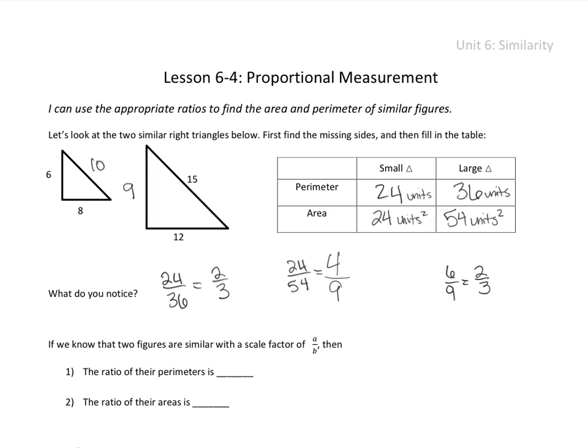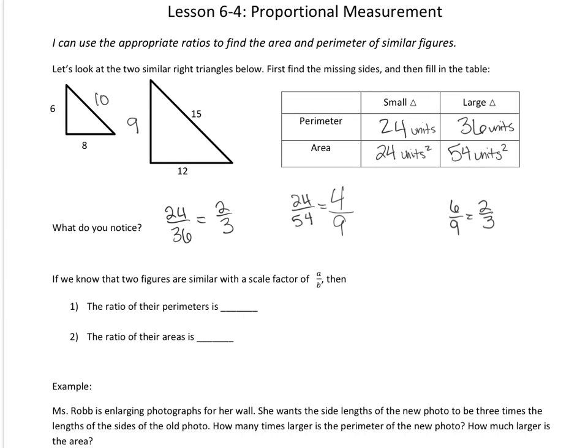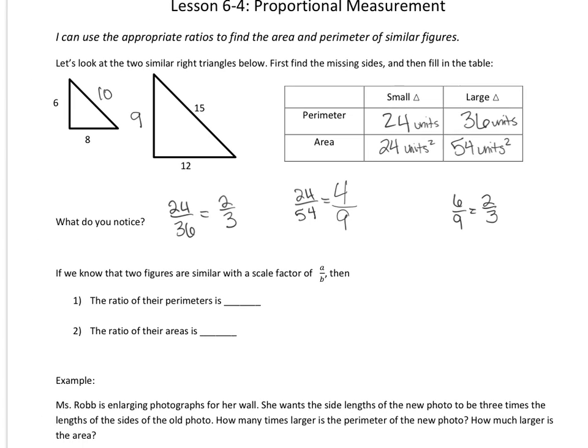So we can draw some conclusions about this right now. If I know that two figures are similar with a scale factor of a over b, then the ratio of their perimeters is also a over b, but the ratio of their areas is a squared over b squared.